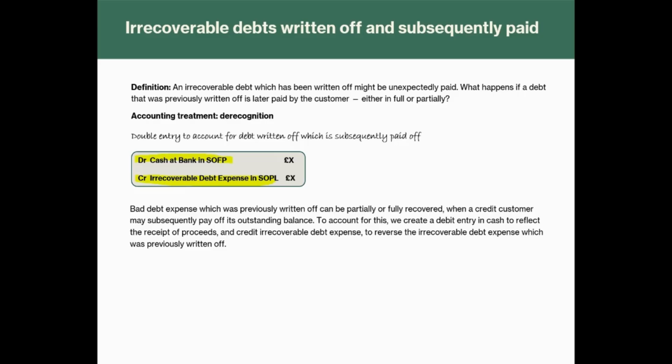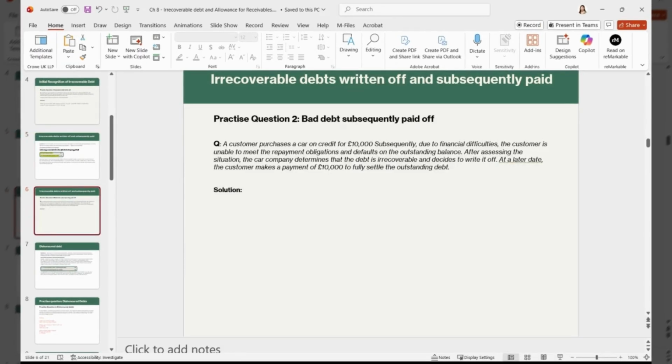Let's go through another practical example, and this time we're looking at what happens when a bad debt that was previously written off is later recovered. Here is the requirement. A customer purchases a car on credit for £10,000. Subsequently, due to financial difficulties, the customer is unable to meet the repayment obligations and defaults on the outstanding balance. After assessing the situation, the car company determines that the debt is irrecoverable and decides to write it off. At a later date, the customer makes a payment of £10,000 to fully settle the outstanding debt. If you'd like to read that again, feel free to pause the video and come back when you're ready.